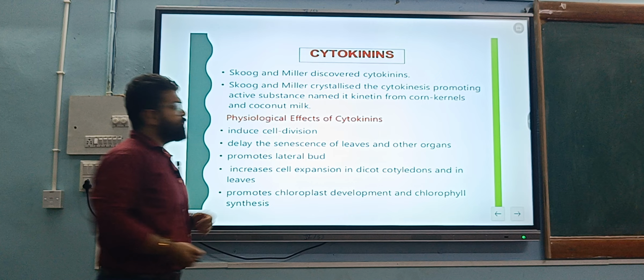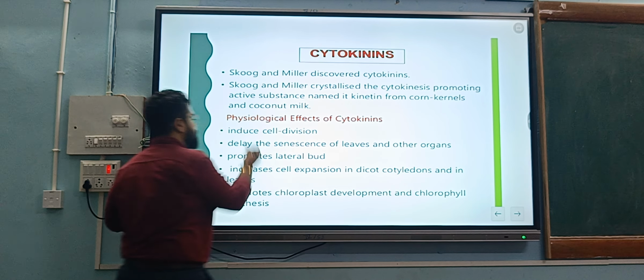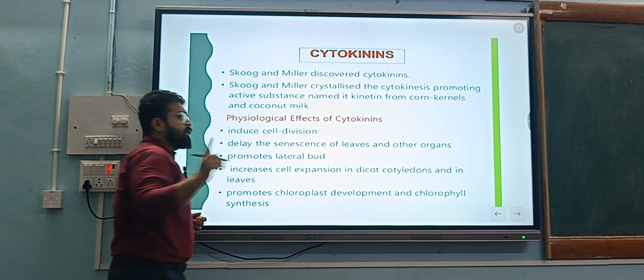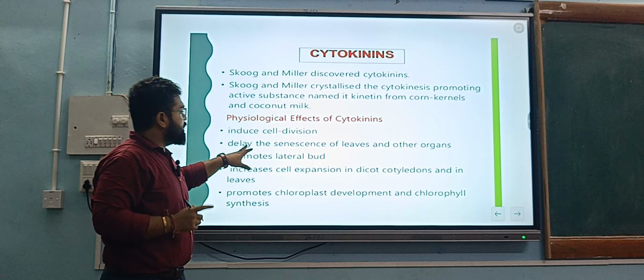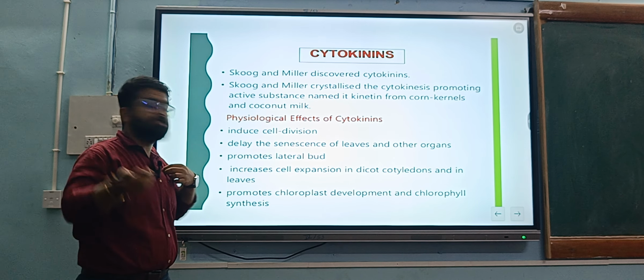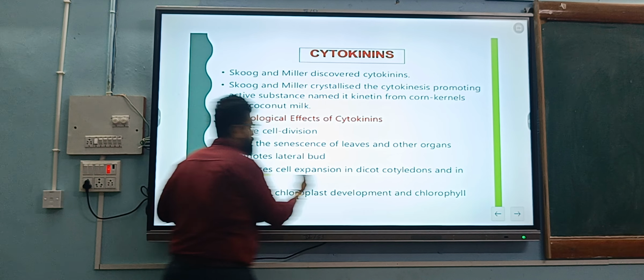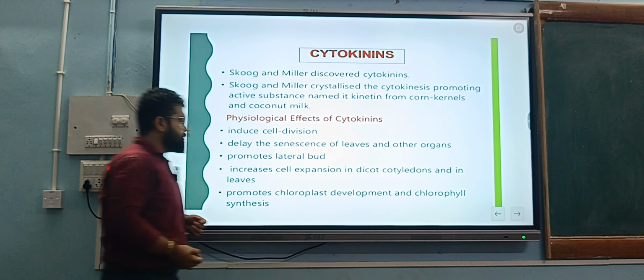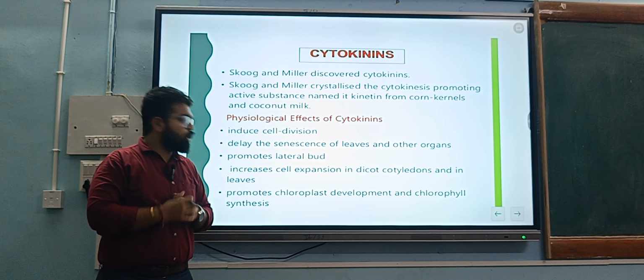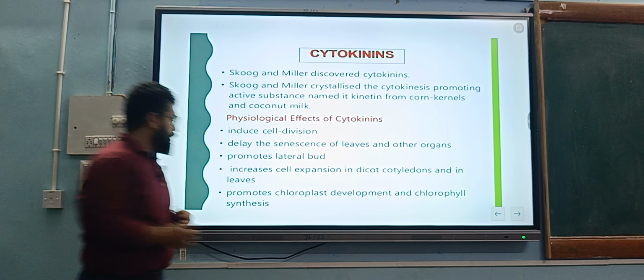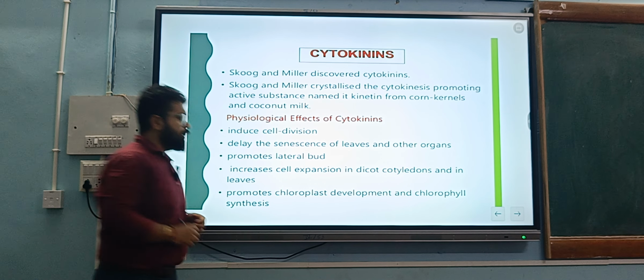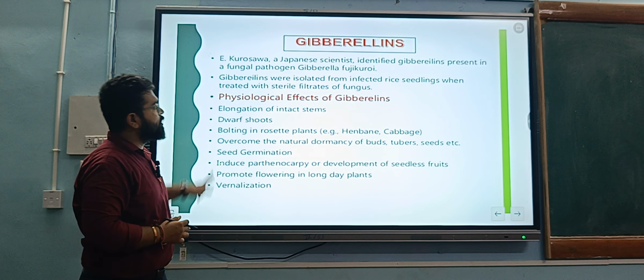What is the physiological effect of cytokinin? It induces cell division, plays a very important role in cell division, and delays the senescence, meaning aging, of leaves and other organs. It increases cell expansion in dicotyledons and leaves, and promotes chloroplast development and chlorophyll synthesis.